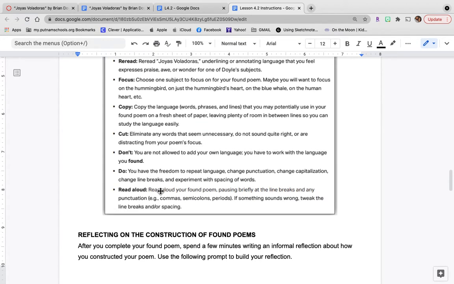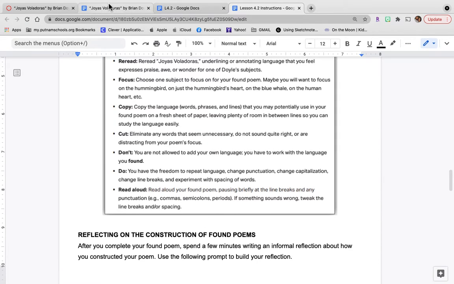And then read it aloud. You don't have to do this part, but it does help. Read aloud your found poem, pausing briefly at the line breaks and any punctuation, commas, semicolons, periods. If something sounds wrong, tweak the line breaks and or spacing.